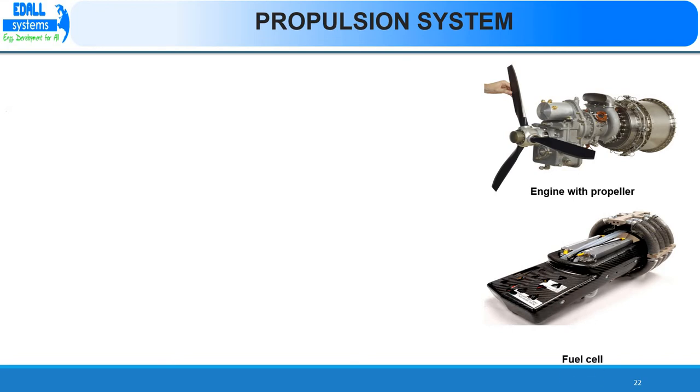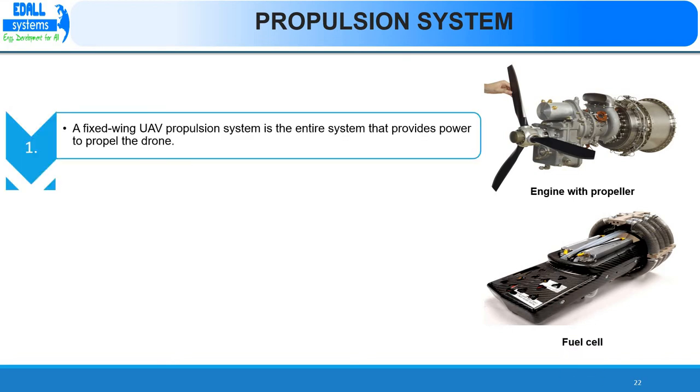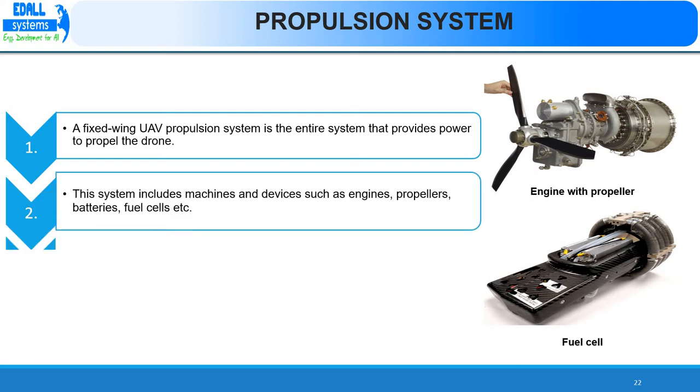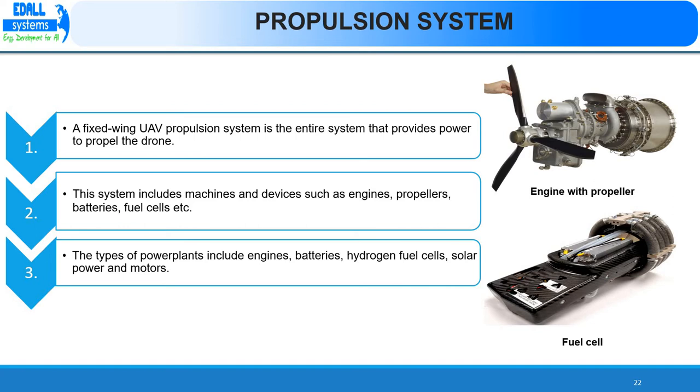Next is the propulsion system. The propulsion system of fixed-wing UAV provides power to propel the drone. The propulsion system includes machines and devices such as engines, propellers, batteries, fuel cells, etc. The types of power plants include engines, batteries, hydrogen fuel cells, solar power, and motors. All these types of propulsion systems are used in all types of drones, not just in fixed-wing UAV.